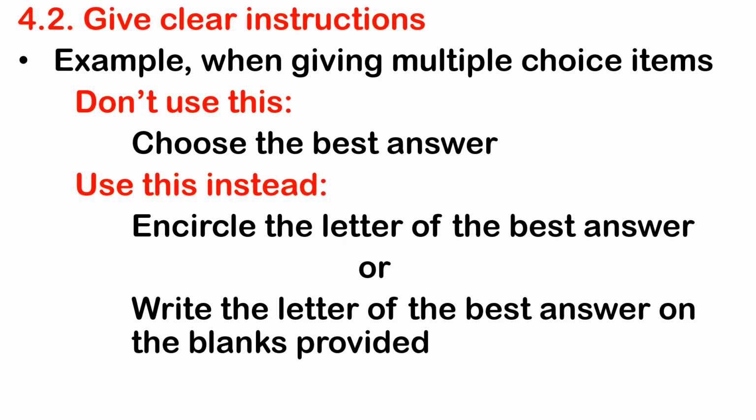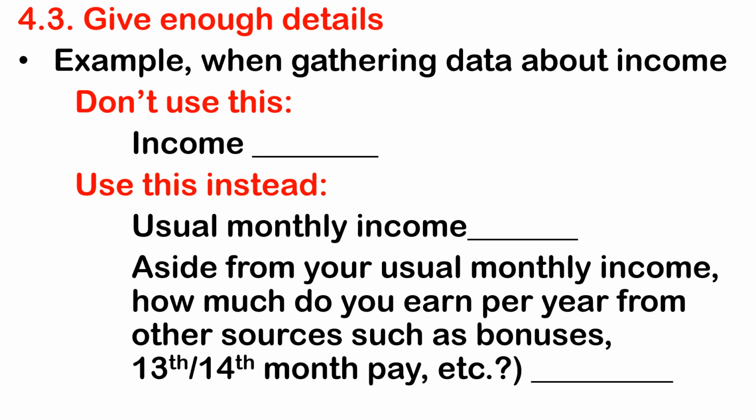Aside from developing questionnaire items, there are other considerations in making a questionnaire, like give clear instructions. For instance, when giving multiple choice items, don't just instruct, choose the best answer. Instead, use this. Encircle the letter of the best answer or write the letter of the best answer on the blanks provided. These last two instructions are more specific. Therefore, they are clearer.